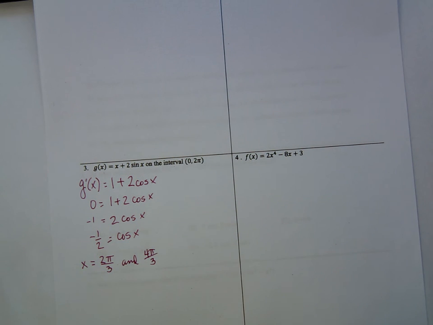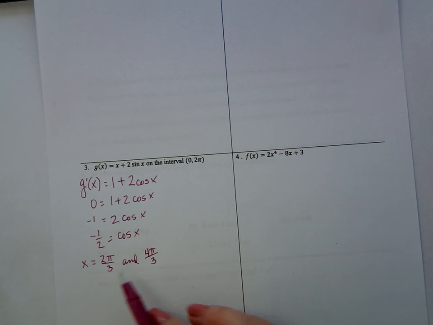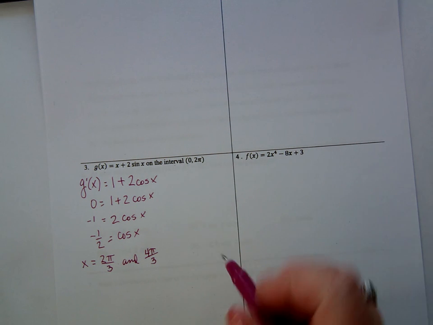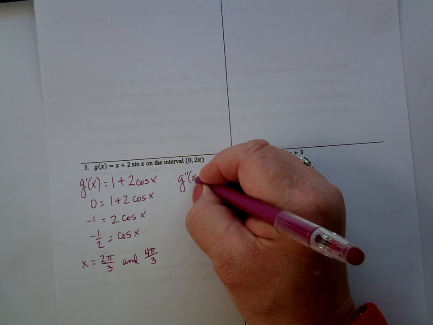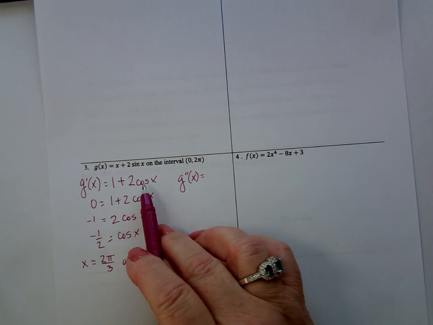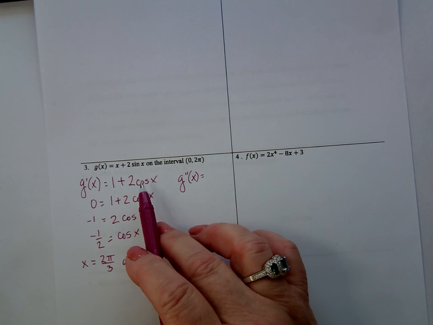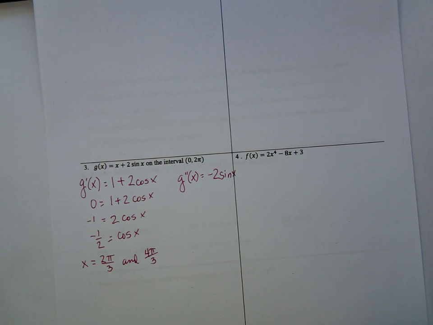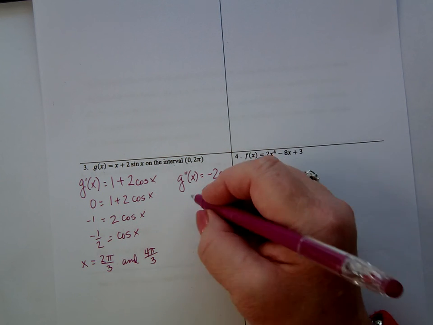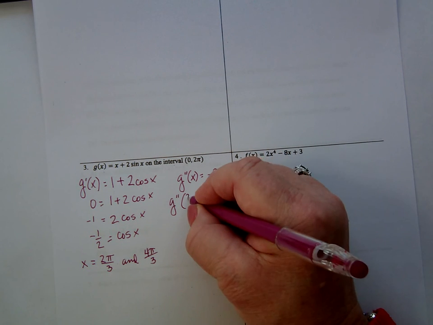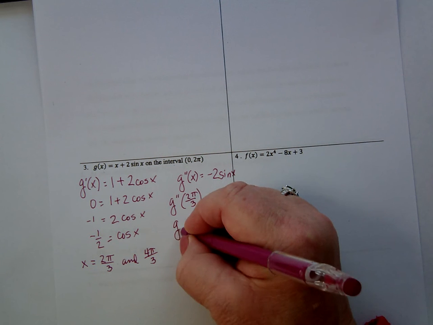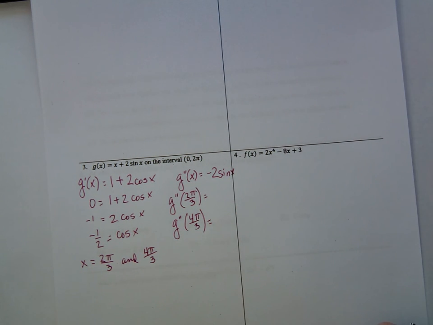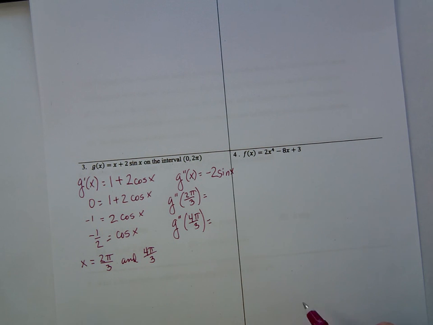All right, x value is negative 1/2. Now those are the values you're going to put into your second derivative to determine if you have maximums or minimums. So now I need a second derivative. The second derivative would be 0, 2, negative sine of x. So negative 2 sine of x. I don't have to set that equal to 0. I just want to know what g double prime of 2 pi over 3 is, and g double prime of 4 pi over 3. And I don't care what the actual value is, I just care if it's positive or negative.